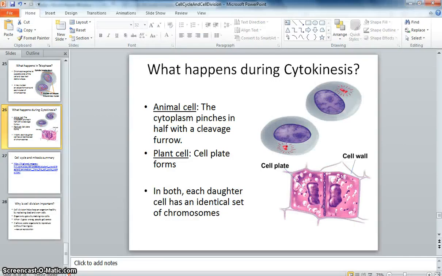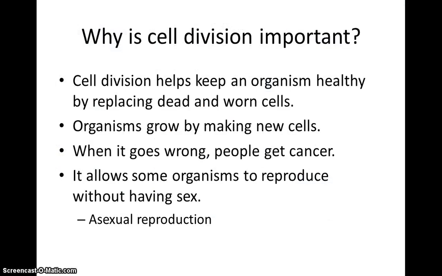Okay. So there's really only one other point to make here in terms of why this is all important. It's just a reminder that cell division is essential because this is going to replace dead and worn cells in our body, and remember, this is also how organisms are going to grow. We have to make new cells to grow. Also, if this goes wrong, people can get cancer. And also, if it goes wrong, your cells can die. So it's very important that cell division happens appropriately and correctly so that you can replace all of your cells.